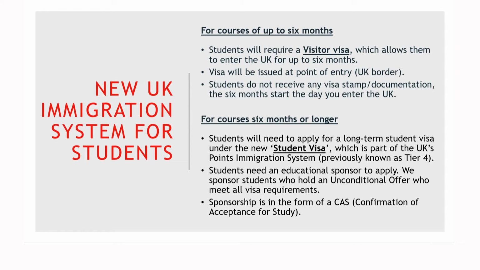Solent University is an educational sponsor who can sponsor you for your visa, and we will sponsor you once you hold what's known as an unconditional offer and have met all of our visa requirements. Sponsorship is in the form of a CAS, which stands for Confirmation of Acceptance for Study. On the next slide, we'll run through the admissions process and how you get that CAS. I should also say at this point, all the information on the following slides is associated with the study visa and not the visit visa.